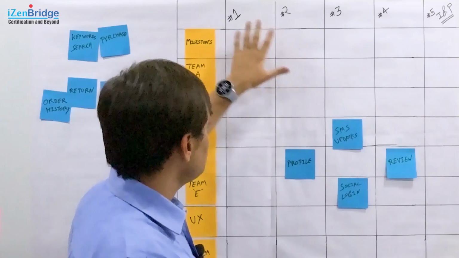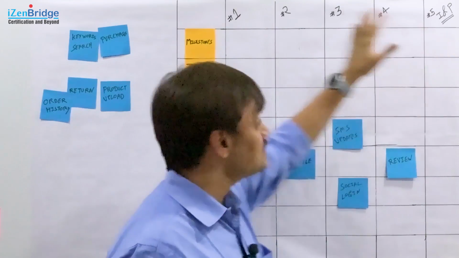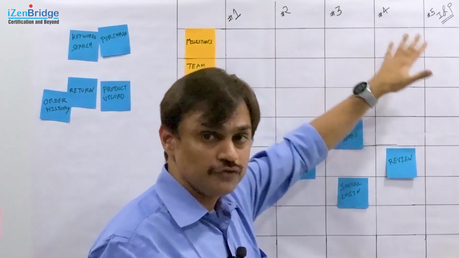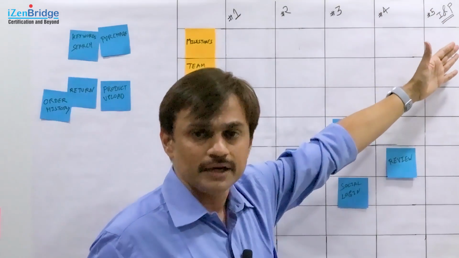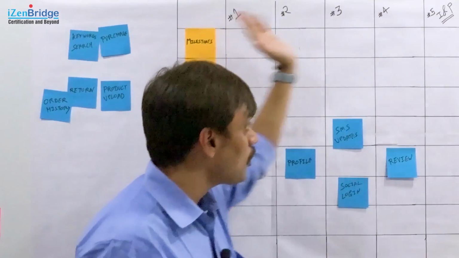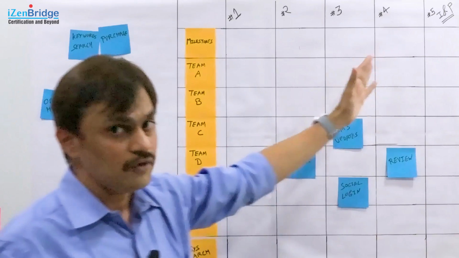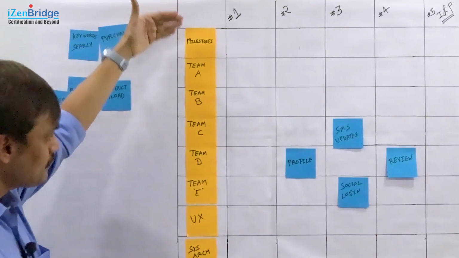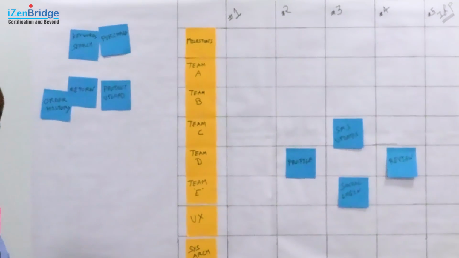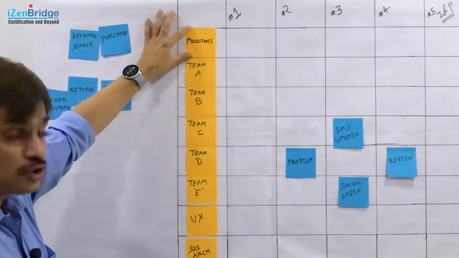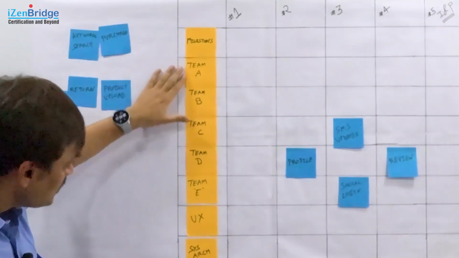So, you have this grid. One dimension of this grid is time, the iteration. You have iteration 1, 2, 3, 4 and an innovation and planning iteration which you want to keep free. So, you have columns which are represented with the help of iterations. Then you have rows which are representing your teams. They also represent milestones. You may start with a milestone row and then you have multiple teams.